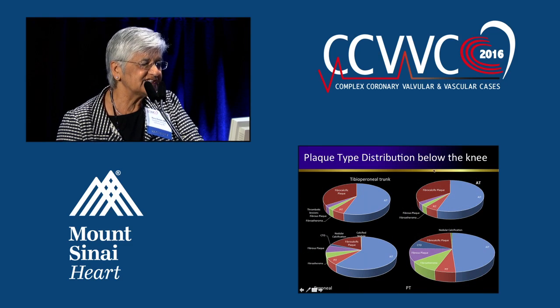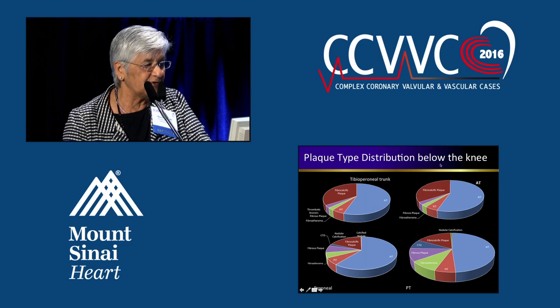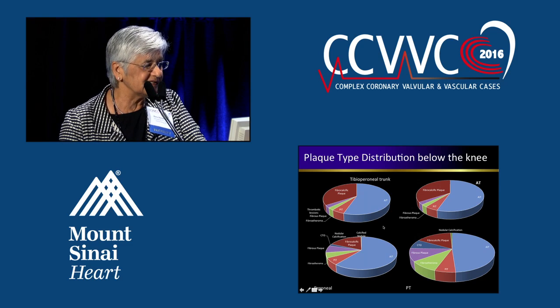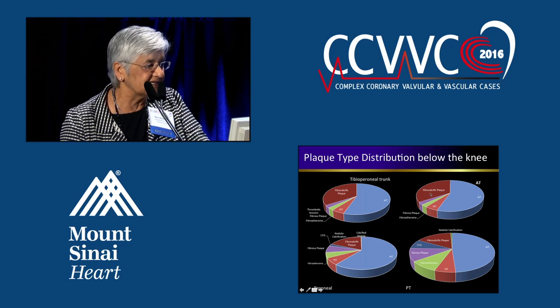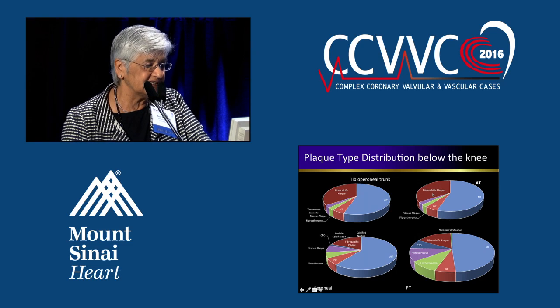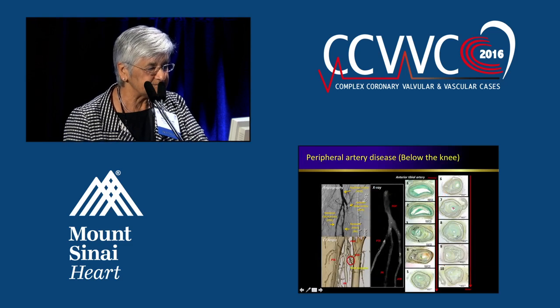So looking at distribution below the knee, again, you can see the tibioperoneal, looking at the anterior tibial, posterior tibial, and peroneal. You can see overall that we see actually more calcification in the tibioperoneal and the anterior tibial as compared to the posterior tibial or the peroneal arteries, the fibrocalcific plaque.